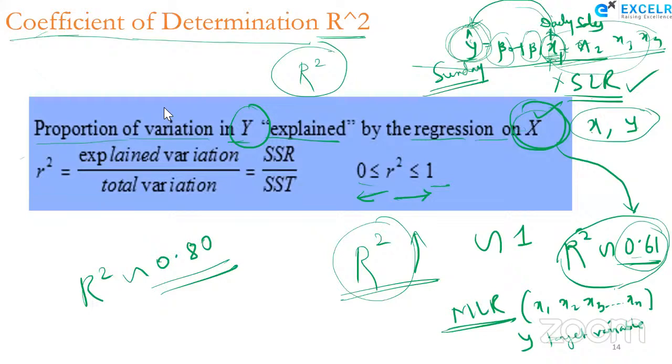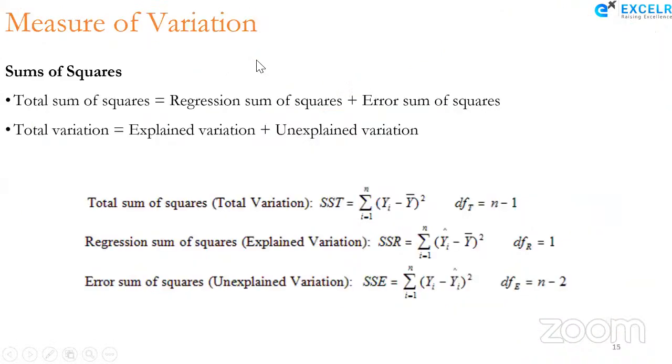Rohit is asking, sir, tell about SSR and SST. So here you go. This is how you derive your SST, the total sum of squares. And then you can also derive your SSR, which is nothing but the regression sum of squares. You can again apply this formula. Now for this, you need to understand what your degrees of freedom are.